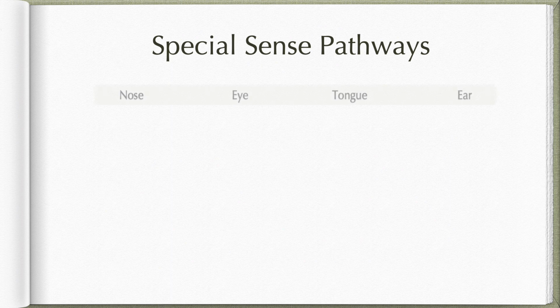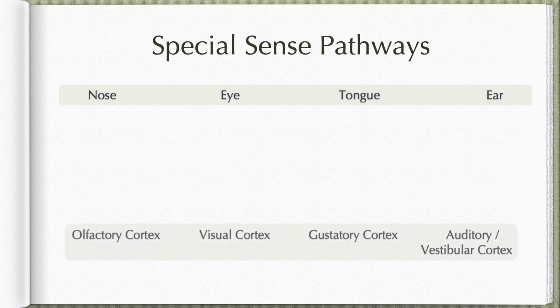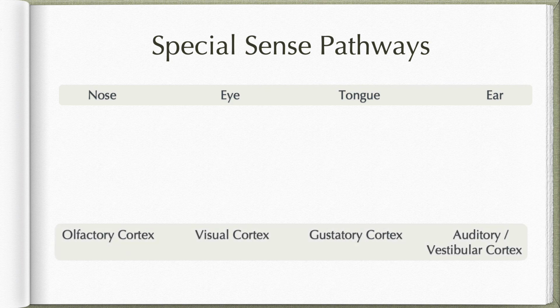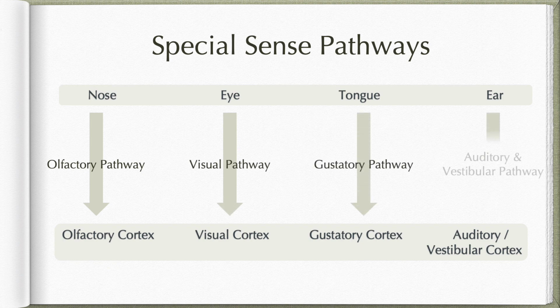Special sense pathways begin from the specialized epithelium in the nose or retina or tongue or in the cochlea or vestibular apparatus in the ear. And this information is carried to olfactory cortex or visual cortex or gustatory cortex or auditory or vestibular cortex via olfactory pathway, visual pathway, gustatory or auditory or vestibular pathway respectively. We will study these special sense pathways separately at a later stage.